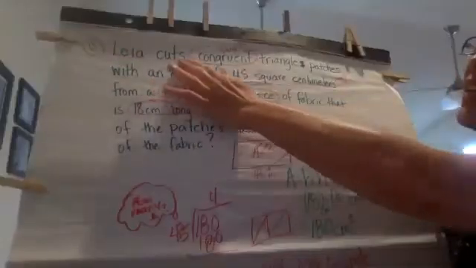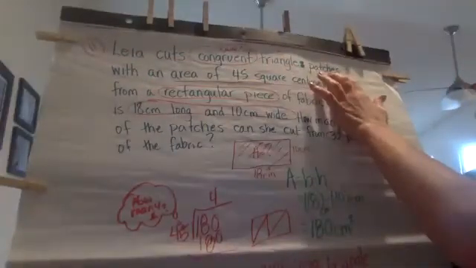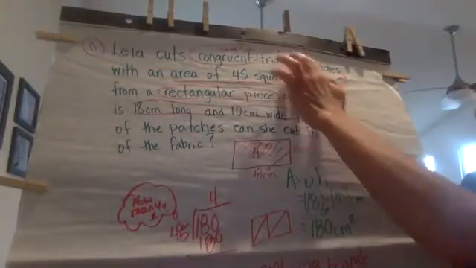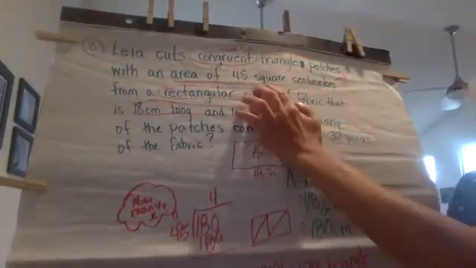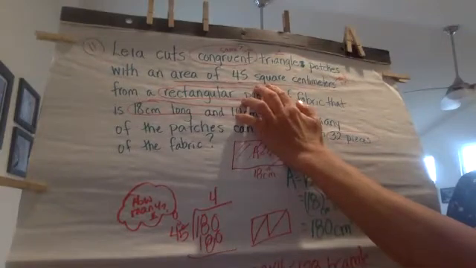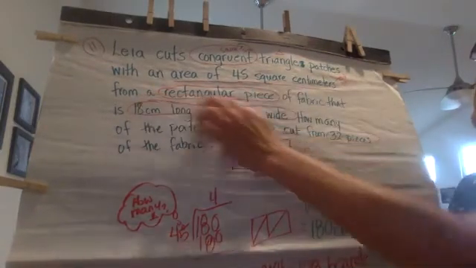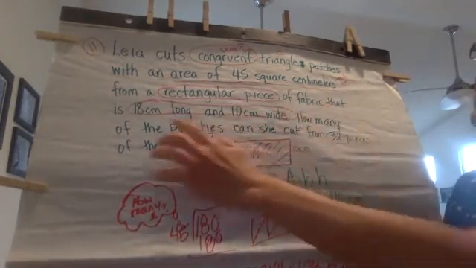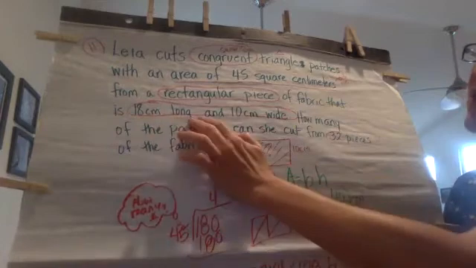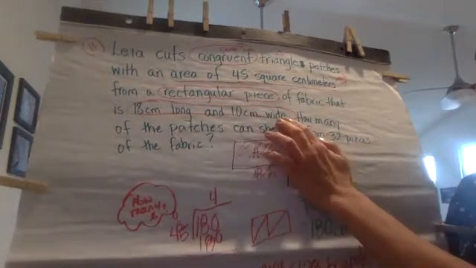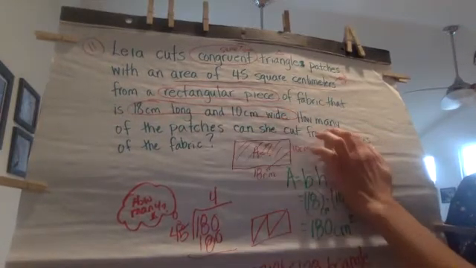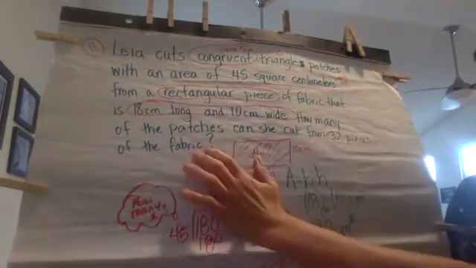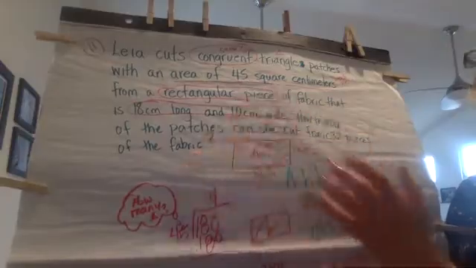The problem says that Leah is cutting congruent triangle patches with an area of 45 square centimeters. That means each patch has that 45 square centimeter area. She's cutting them from a rectangular piece of fabric. The next part tells you that the fabric is 18 centimeters long and 10 centimeters wide. What I'm trying to find out is how many patches she can cut from 32 pieces of fabric. So there's a lot going on.